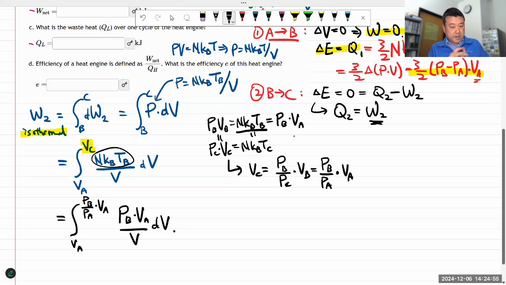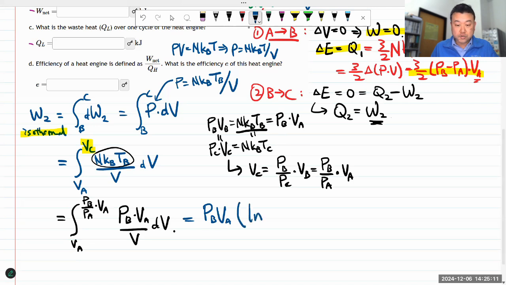All right, that's probably enough. Let's do the integral. All these are constant, so I'm going to pull them out of the integral. PB VA divided by, that's not constant, so I have 1 over V dV. The antiderivative for that is natural log of V. Just double check it by taking the derivative of natural log of V with respect to V. You get 1 over V. Evaluated from VA to PB over PA times VA.